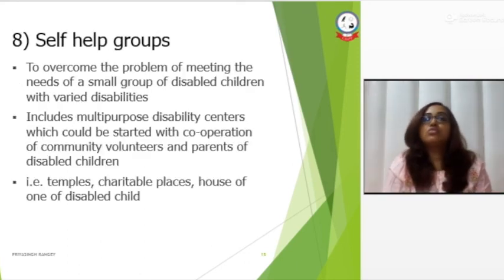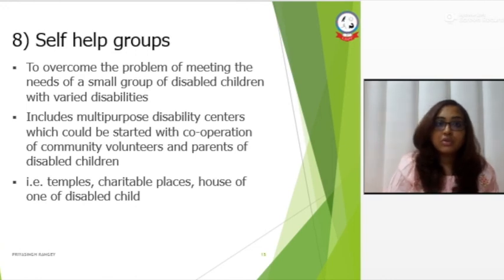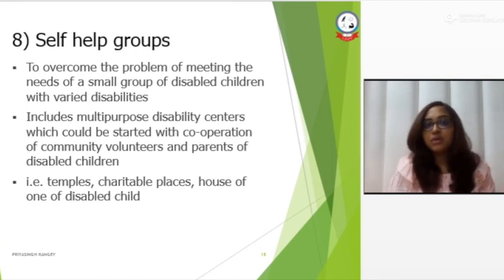And we also need to focus on creating self-help groups, because we cannot provide services forever. We need to focus on other populations as well. We cannot just keep on looking at one specific area. Hence, we need to create self-help groups so that people can help themselves.